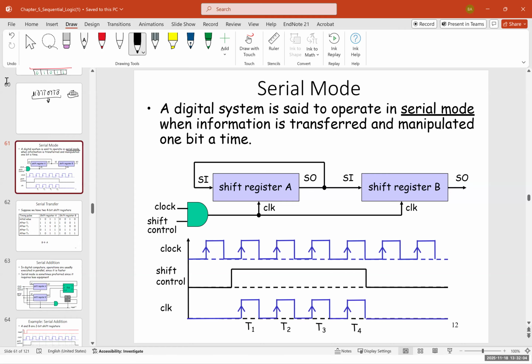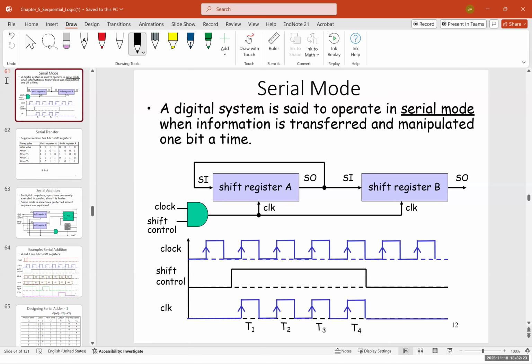We have the serial input and the serial output, and the serial output of register A is connected to the serial input of register B, and both their clocks are connected to an AND gate, where one input of the AND gate is connected to the clock, the other one to the shift control. Now let's see how this works.